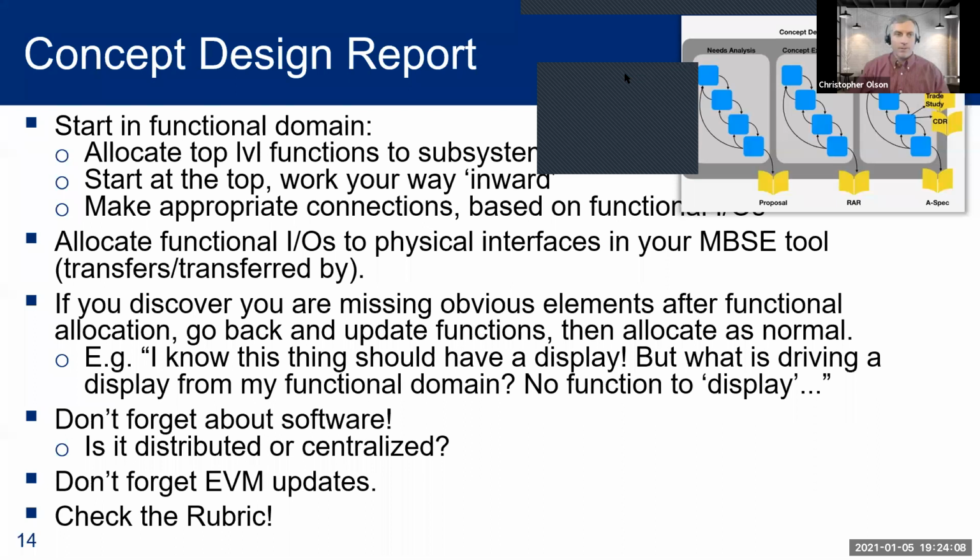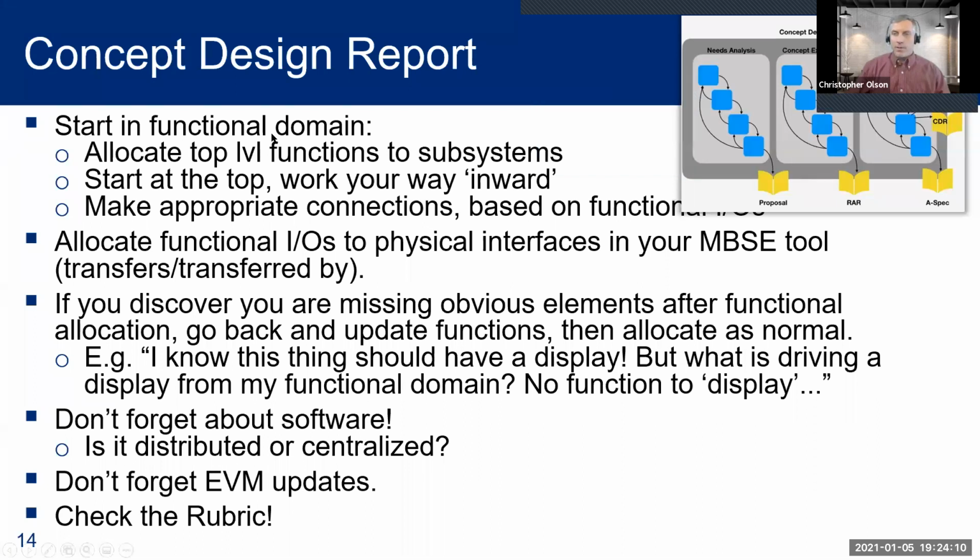During concept definition, start in the functional domain and allocate top-level functions to subsystems. Ask yourself in your mind, what kind of physical thing could do this job? And then usually the name of the subsystem is the function. Think about it. Coffee maker. A coffee maker makes coffee. The function is make coffee. The component that does that is the coffee maker.